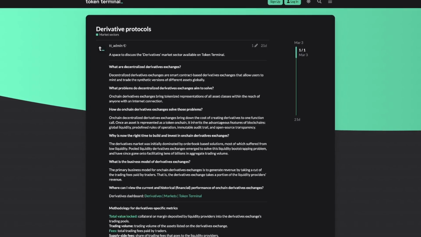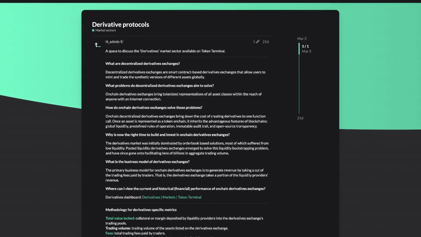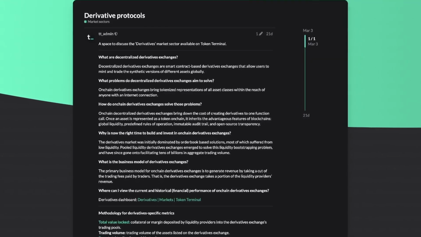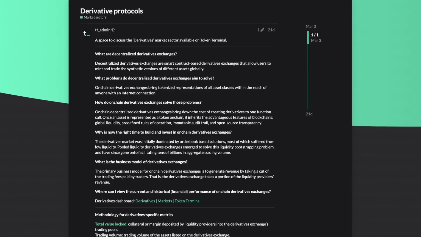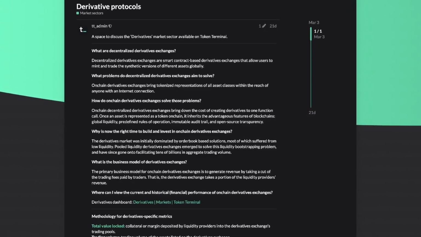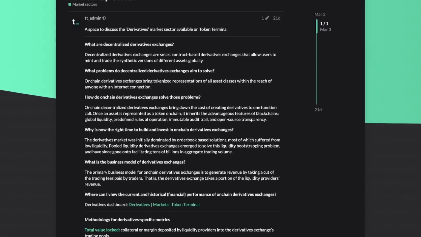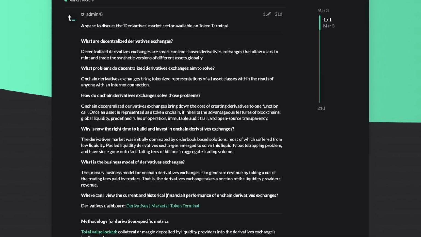On-chain derivatives exchanges bring tokenized representations of all asset classes within the reach of anyone with an internet connection. They bring down the cost of creating derivatives to one function call. Once an asset is represented as a token on-chain, it inherits the advantageous features of blockchains: global liquidity, predefined rules of operation, immutable audit trail, and open source transparency.